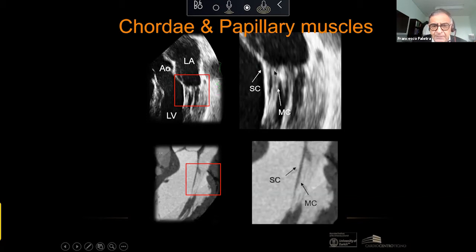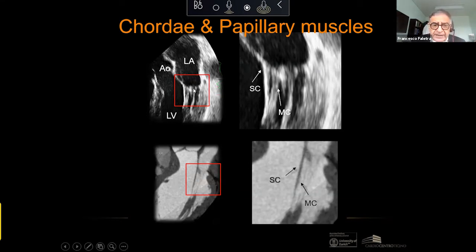In echocardiography and CT scan, we can distinguish at least the first order from the second order, so the marginal chordae from what we also call the strut chordae. And you can see that the strut chordae are more robust than the marginal chordae. When you cut the strut chordae, you don't have mitral regurgitation. So what is the role of these strut chordae? Actually, it is not very well defined.